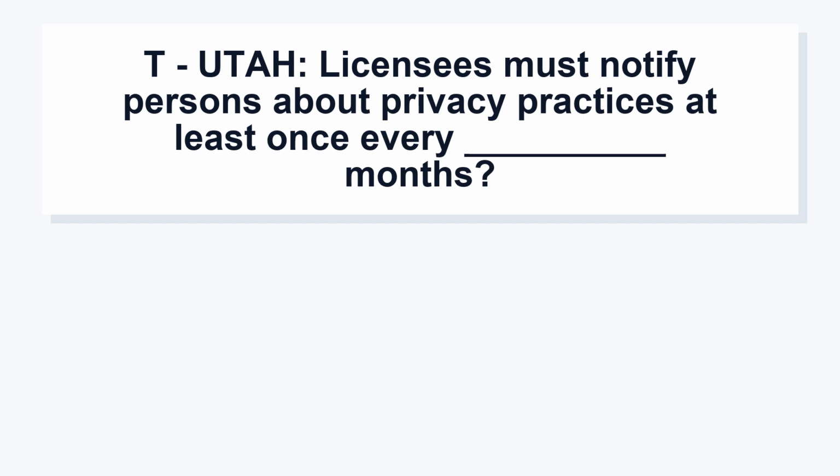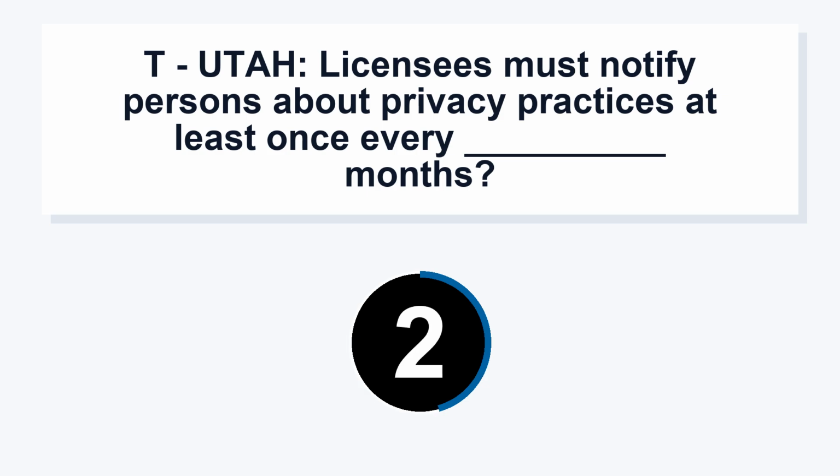Utah licensees must notify persons about privacy practices at least once every months. 12.